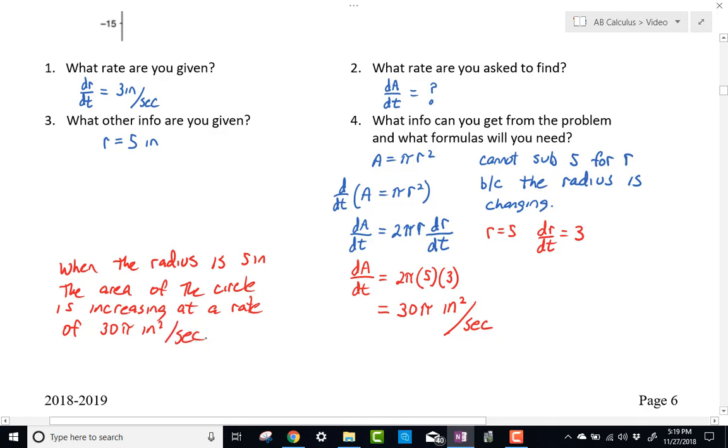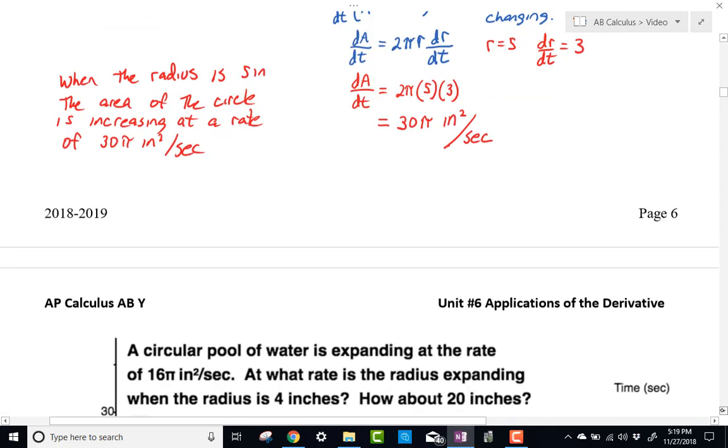Okay, so at that exact instant in time, the area of our circle is increasing at a rate of 30 pi inches squared per second. All right, let's take a look at another one here. What do we got coming up next?